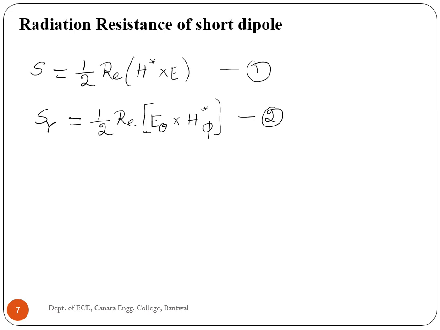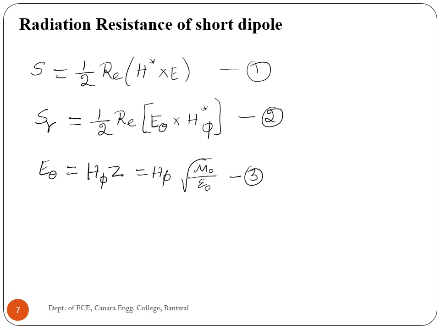The far field components are related by the intrinsic impedance of the medium. Hence, we can say that E theta divided by H phi is equal to Z, or E theta is equal to H phi into Z, which is equal to H phi root of mu naught divided by epsilon naught when the medium is free space. Equation 3.